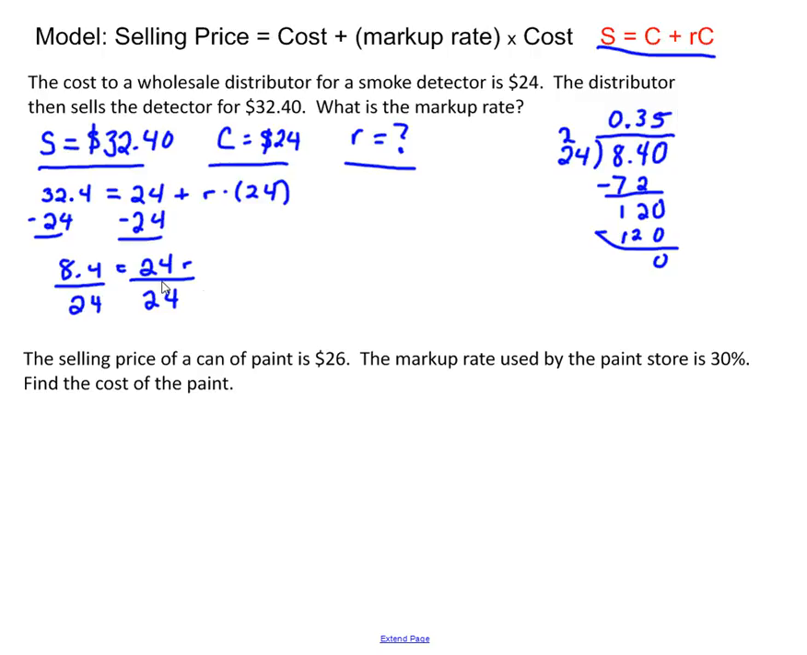And so we come up with the figure R equals 0.35. But don't forget that we want to make sure that this is in percentage form. 0.35 then means that our markup rate will be 35%.